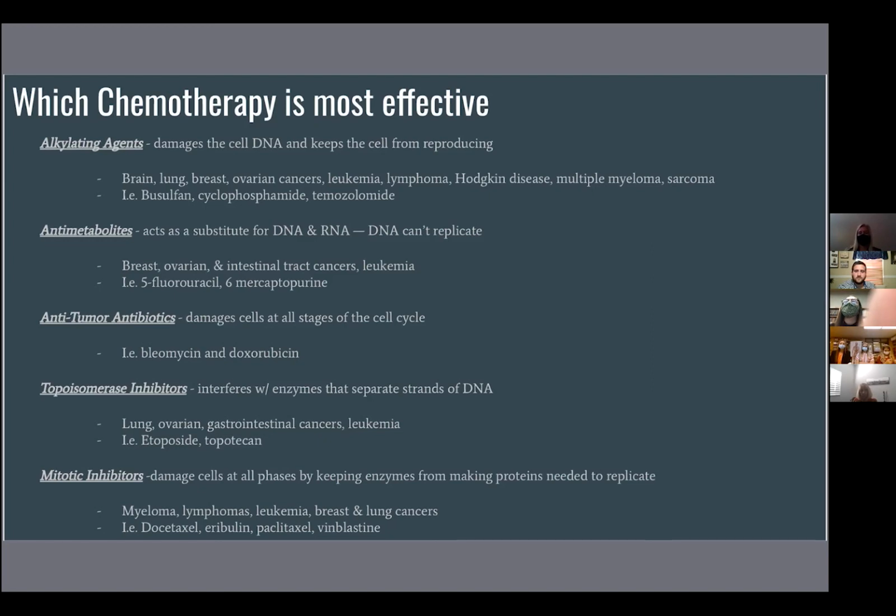And some examples of this are etoposide and topotecan. The last type of chemotherapy are the meiotic inhibitors, and this damages cells at all phases of the cell cycle by keeping enzymes from making proteins needed to replicate. And this works for myeloma, lymphomas, leukemia, along with breast and lung cancers. And examples of this are docetaxel, eribulin, paclitaxel with vinblastine.